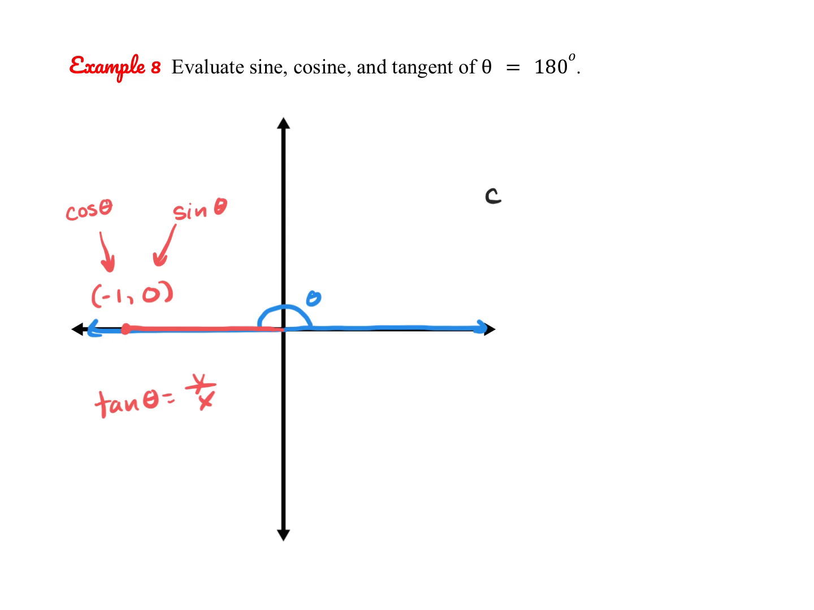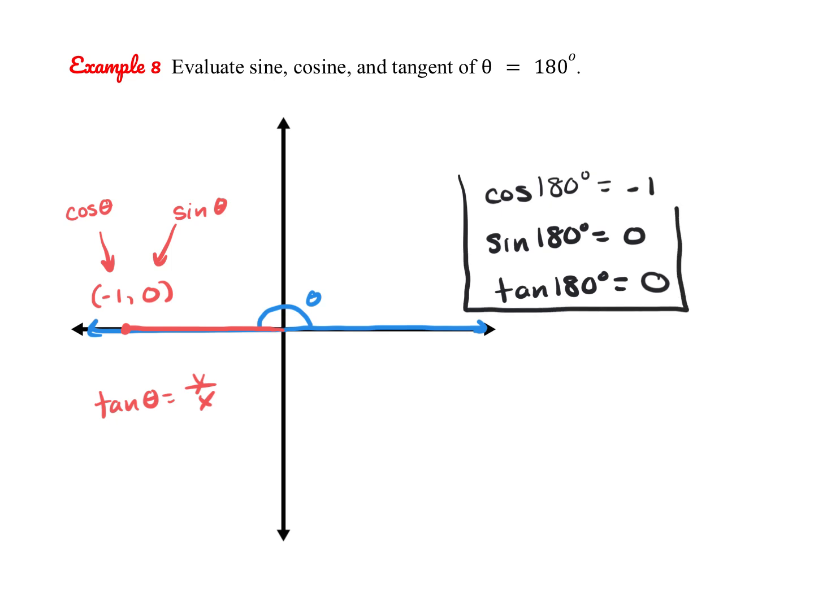So that means that the cosine of 180 degrees is negative 1. The sine of 180 degrees is 0. And the tangent of 180 degrees, if you do y over x, 0 over negative 1, is 0. So it's okay for your numerator to be 0, it's just never okay for the denominator to be 0.